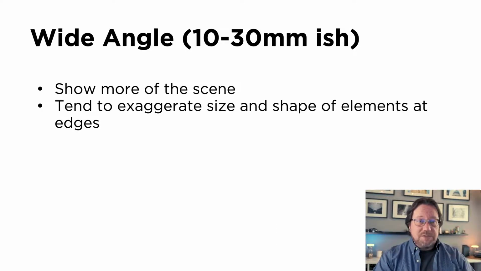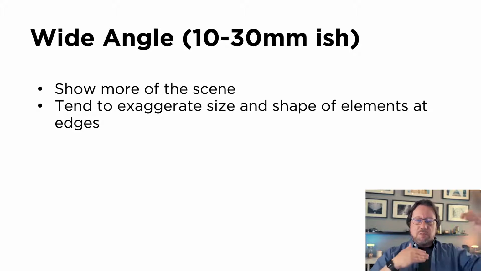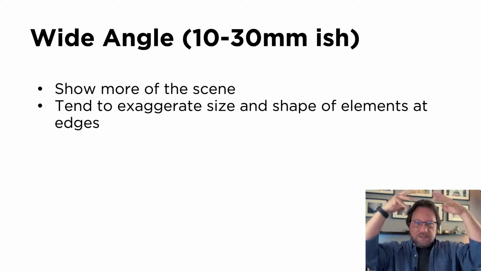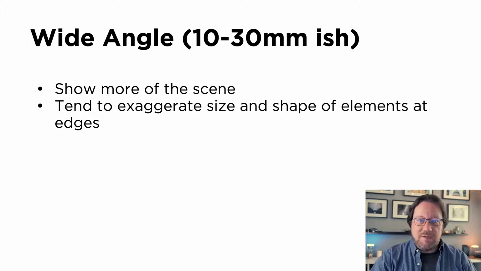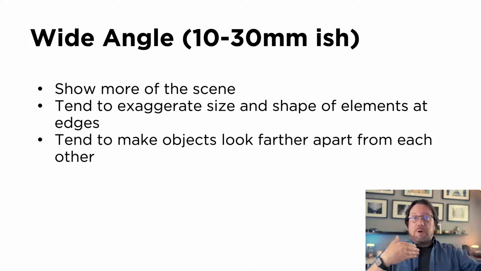One of the things that happens as you do this is it tends to exaggerate sizes and shapes of things that are closer to those edges. So I'll show you some examples in some photos, but if you put a wide angle lens up close to someone when you're taking their picture, their head tends to become a balloon shape, and it's not very flattering. It tends to make objects look like they're farther apart than they actually are. So it kind of exaggerates that distance of things.